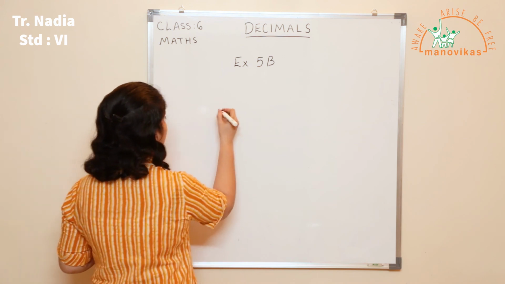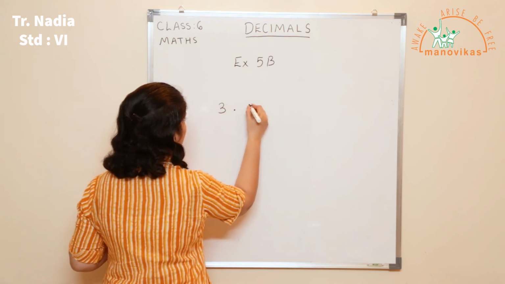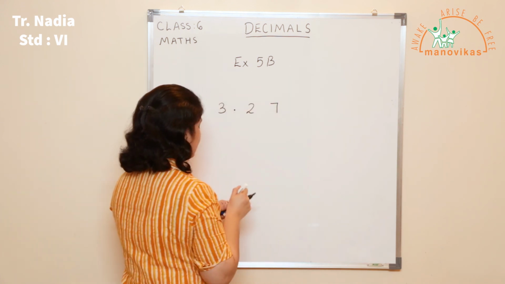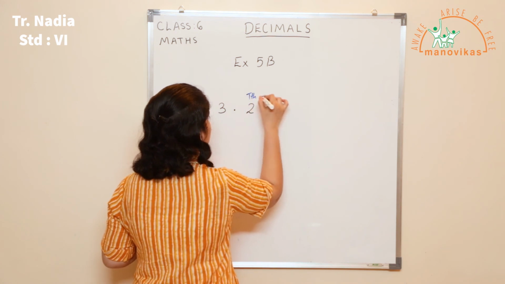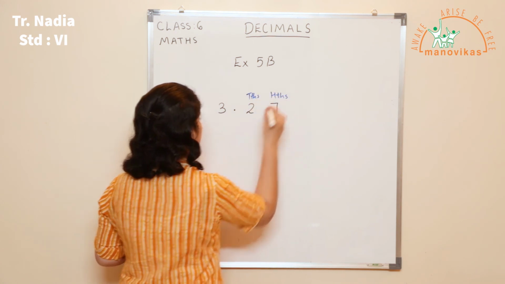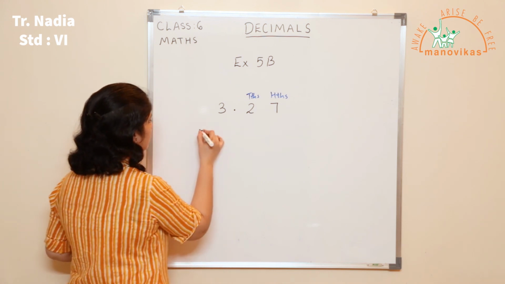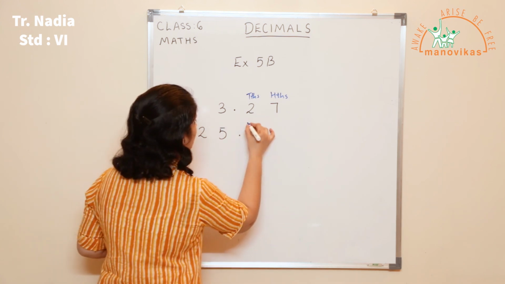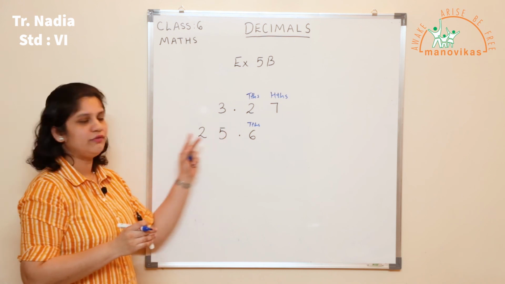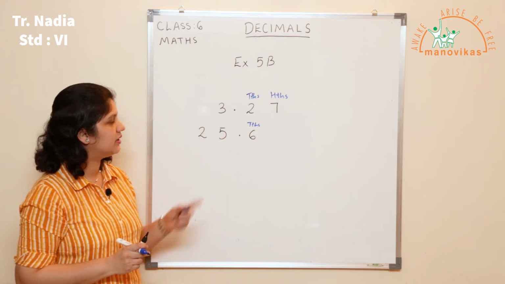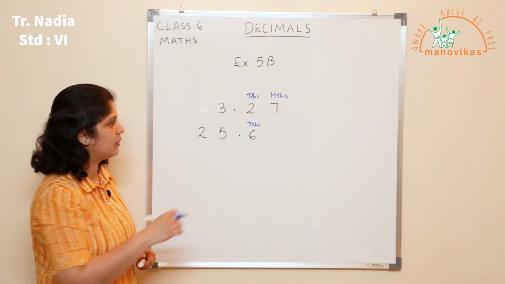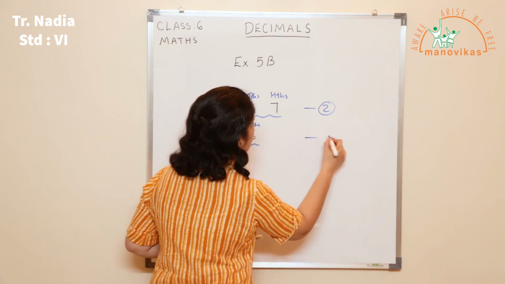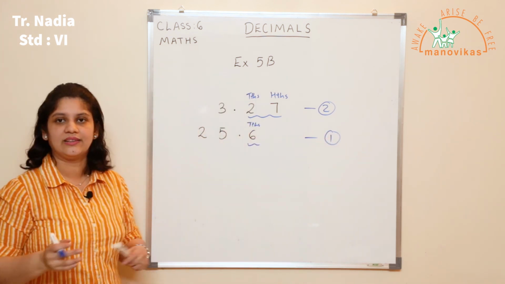Let me take an example again. I have a number 3.27. Now this has tenths and hundredths. Okay, and I have another number 25.6. Now this has got only tenths. Okay children, don't focus on the whole number part, just look at the decimal part. Now these are unlike decimals. Why? Because this has got 2 decimal places, whereas this has got only 1 decimal place. So we say that they are unlike.